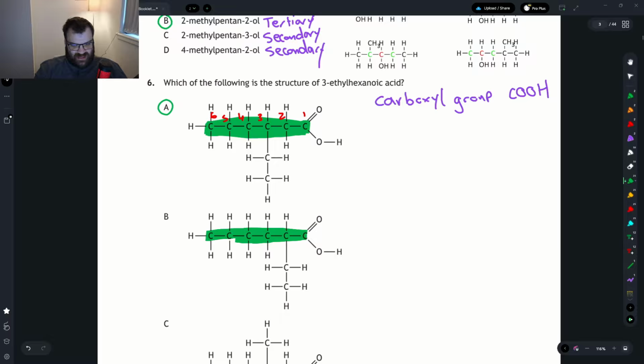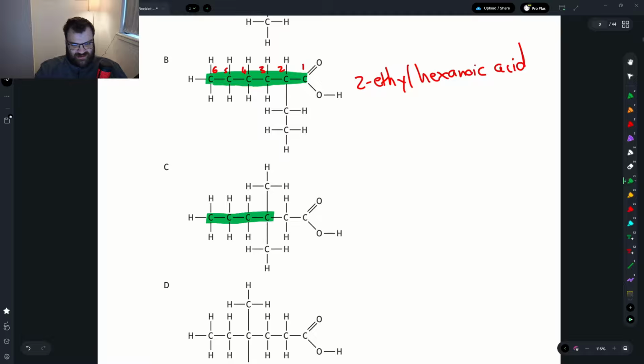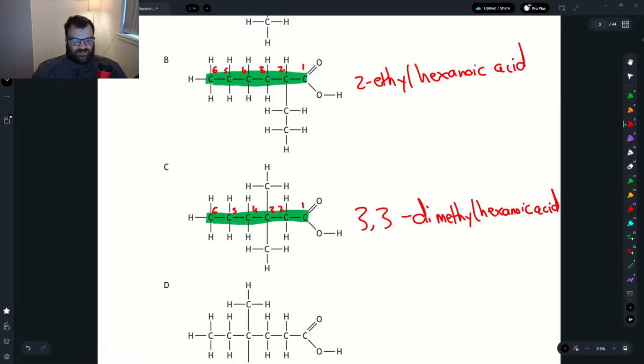So again, we have got 6, but this time it's coming off of not carbon 3, it's coming off carbon 2. So that would be 2-ethyl hexanoic acid. Oh, the chains are the same, aren't they? Okay, so we've got 6 carbons, so hexanoic acid, but this would be dimethyl. So 1, 2, 3, 4, 5, and 6. So this would be 3,3 dimethyl hexanoic acid. And here it's important to remember the difference: dimethyl is 2 1-carbon branches, whereas what we're looking for with ethyl is a singular 2-carbon branch.